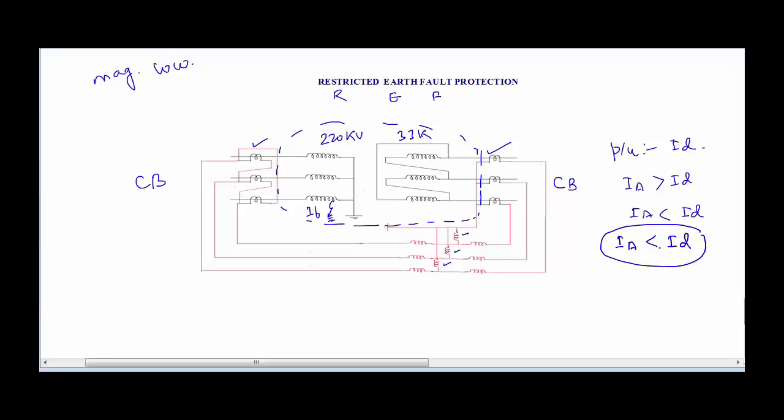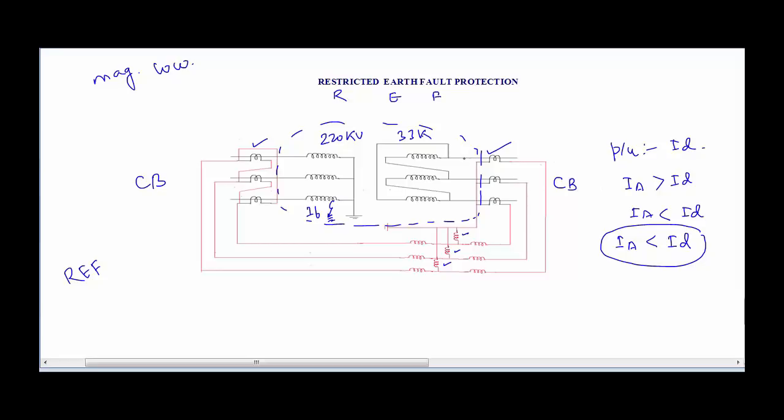In order to cater to that situation, we implement a special kind of protection function which is called REF, or restricted earth fault protection. This is how we protect the star side of the transformer when there is an earth fault in the system, but of smaller magnitude.